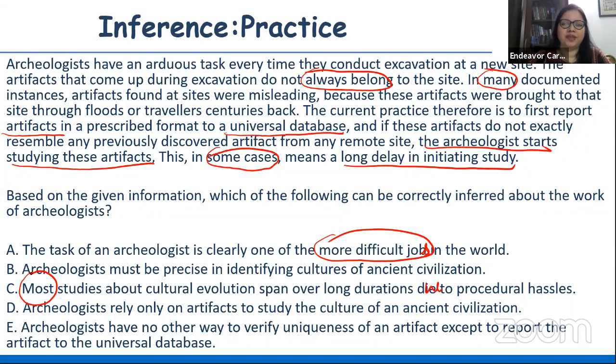Sometimes this happens. Most is a percentage term. Most is 90% and above. Can I say, therefore, this is what is meant here? In some cases, I cannot infer most.